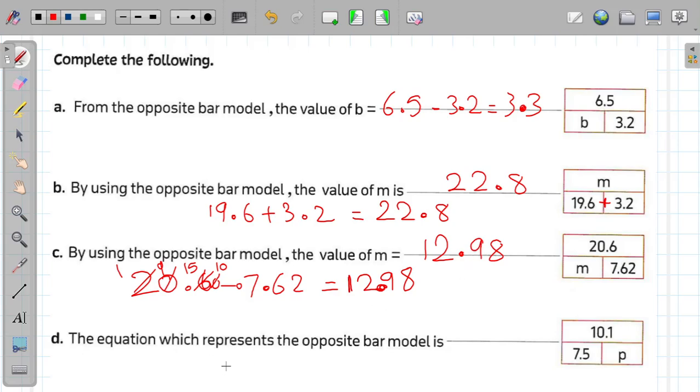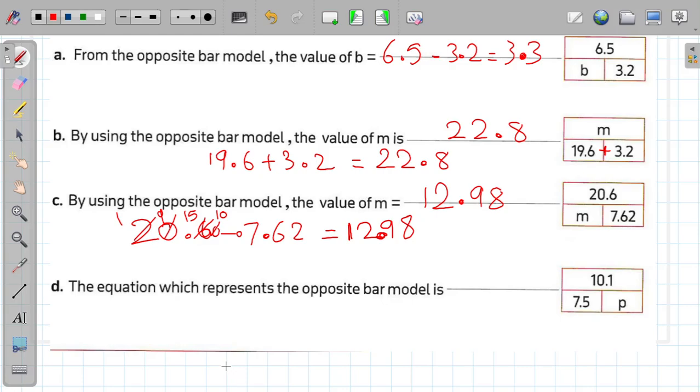12.98. Next, he asks me about the equation which represents the opposite power model. Here, I want to write the equation, not the value of B. The total number here is the big number, or the upper number. Here I have 10.1, so it will be the total number, or the sum of the two numbers. The small numbers here are 7.5 and B, so I will add them together. So it will be 7.5 plus B.